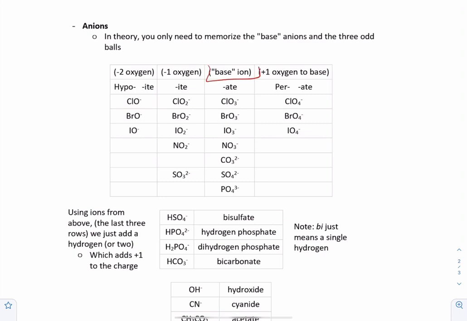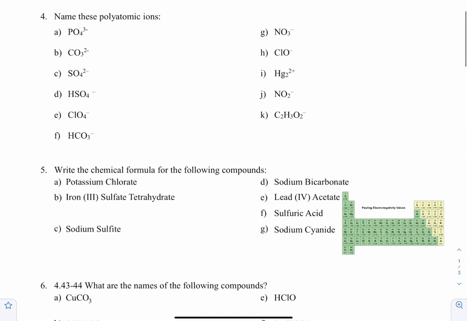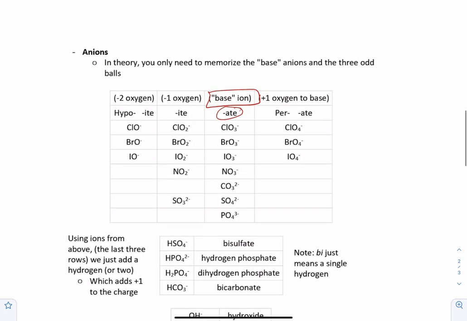So the key here is knowing what the base ion is. The base ion is going to be your key factor. Base ions always end in ate. You'll notice that the first element that we had here has PO4. PO4 is not always in the ate section. It's usually in the per-ate section, but there are two exceptions: sulfate and phosphate.